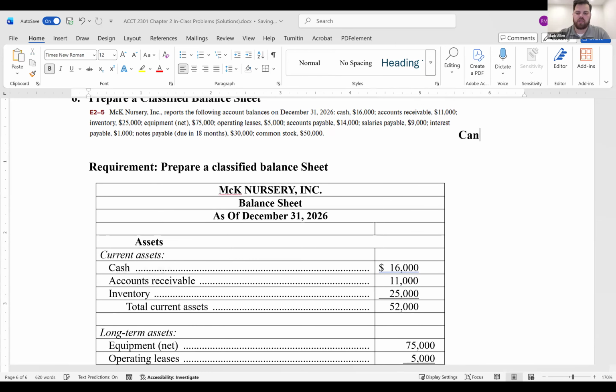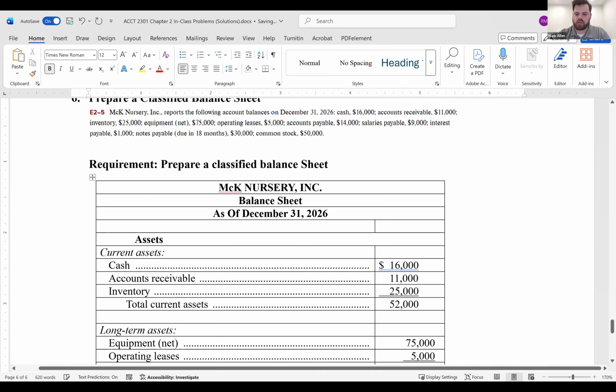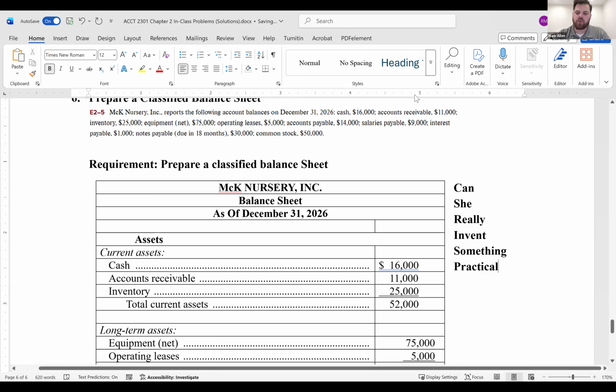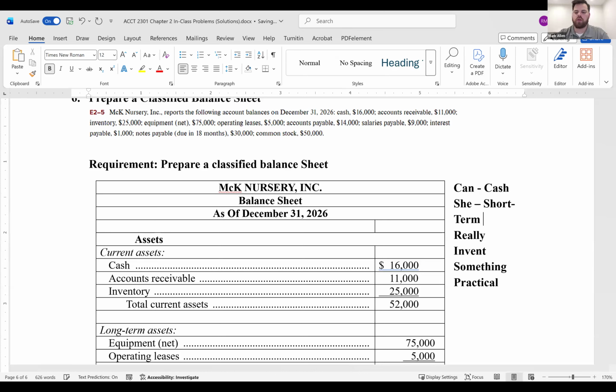let's see if we can get a place where we can write, maybe over here to the side. And we said the C, of course, was for cash. She represented short-term, so we'll do ST investments. Really was our receivables.